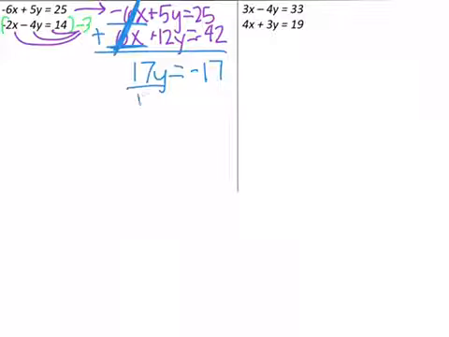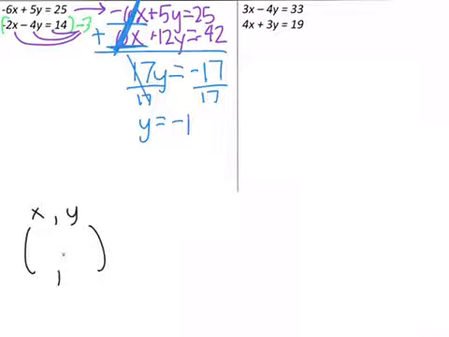Now all I do is divide by a +17 to get y alone. I end up getting y equals a -1. So now we're back to our normal, okay? So I have that my answer is x comma y. I found that my y answer already is -1. Now we have to worry about what to do next.